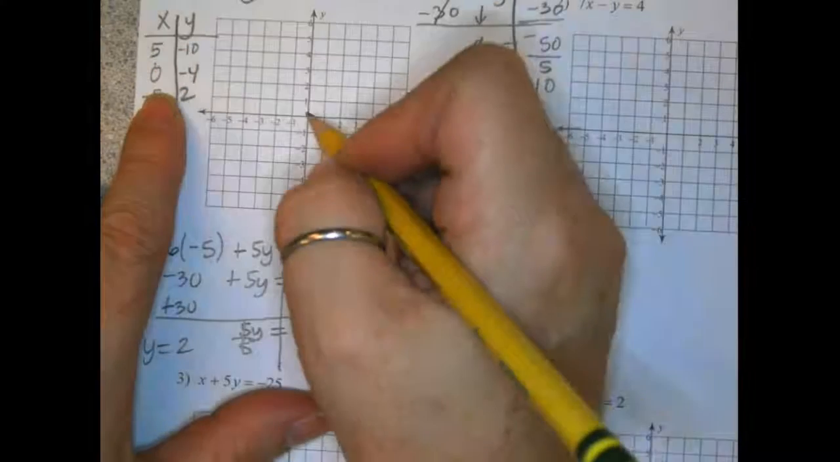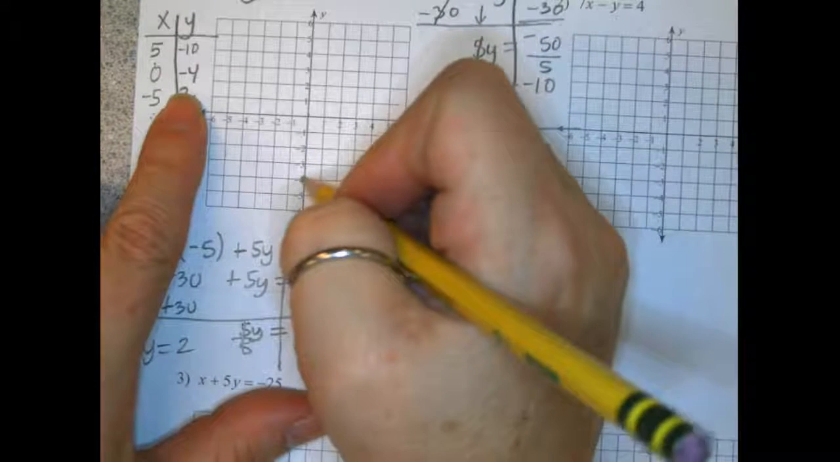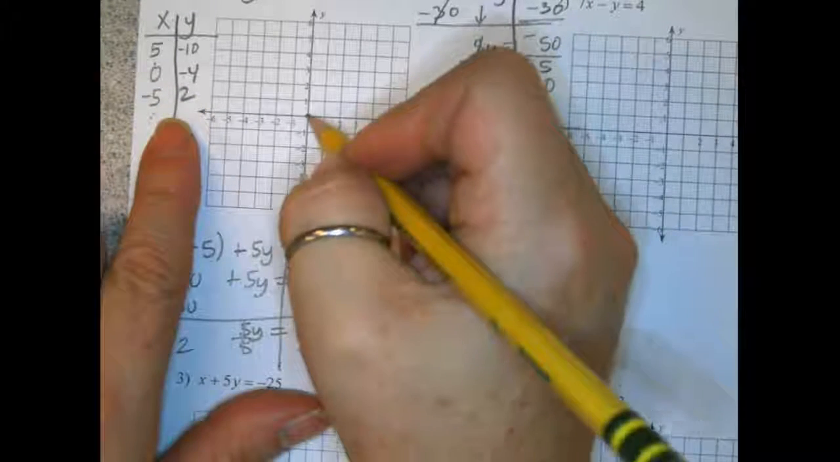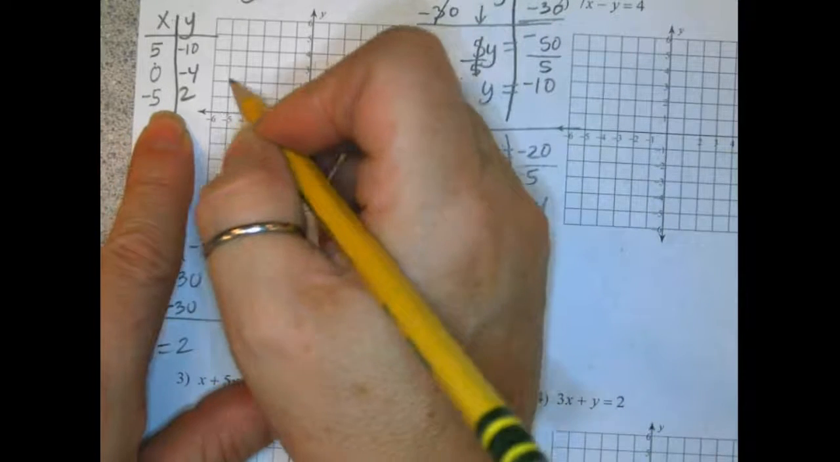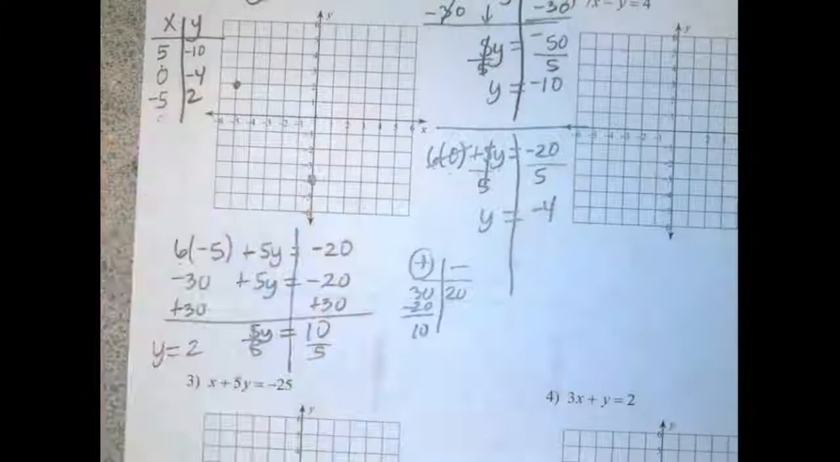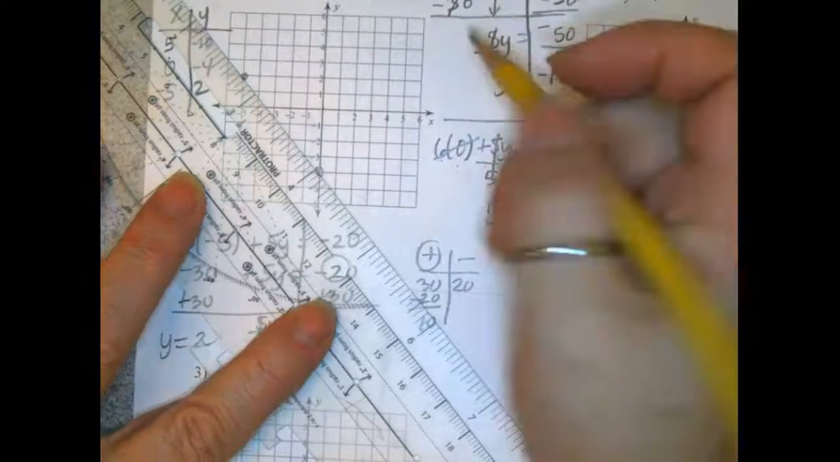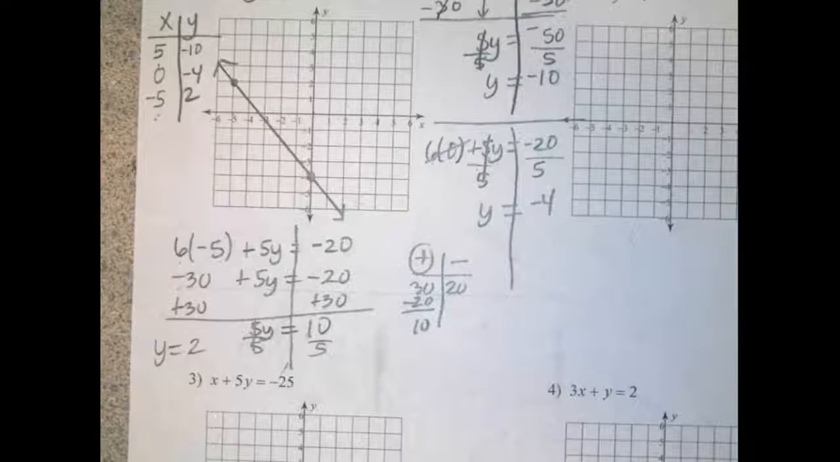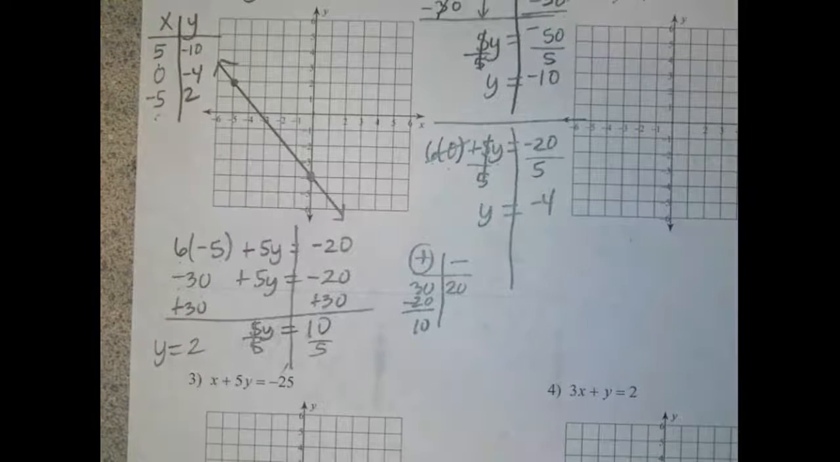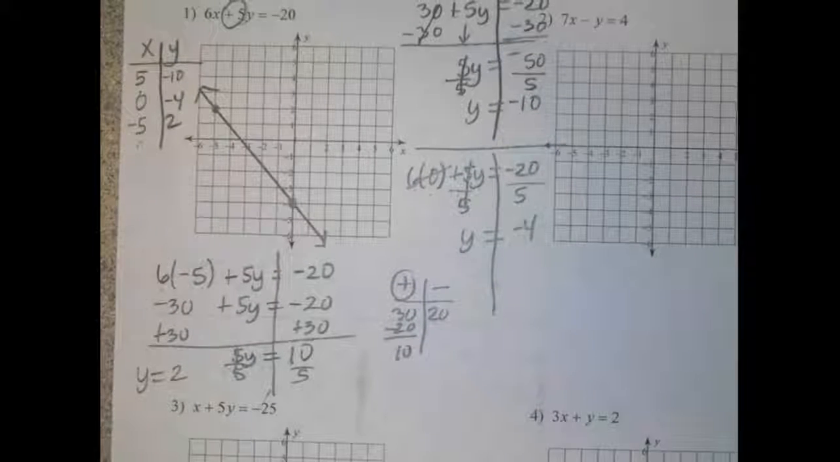X is 0. Y is going to be negative 4. Back to my point of origin. X is negative 5. Y is positive 2. You grab your straight edge. And there's your line. Right? That's all we have to do. It's a lot of work though, isn't it?